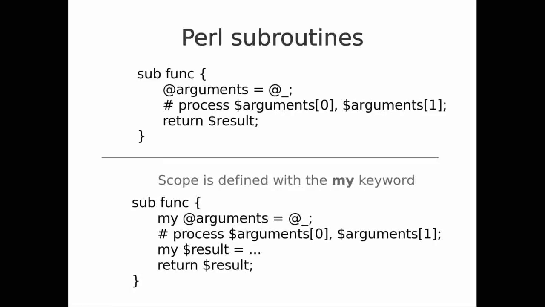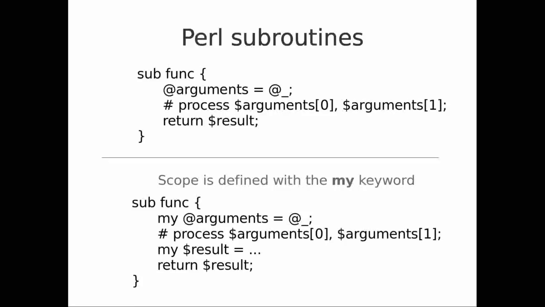The scope of that variable is just within this particular subroutine. When we get to this closing bracket here, that variable disappears and it either returns to some other value if there's a global variable as well, or it just completely disappears and is garbage collected. Here we have my $result is equal to something. The value of $result is only valid within the scope of this particular subroutine.